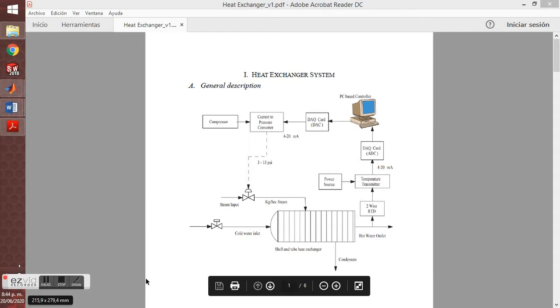Let's begin. The first step was the search for an investigation that will allow us to find an optimal process plan to carry out this project. So, it was decided to use a heat exchanger that was characterized by the National Institute of Technology in the Department of Electronics and Communication Engineering.